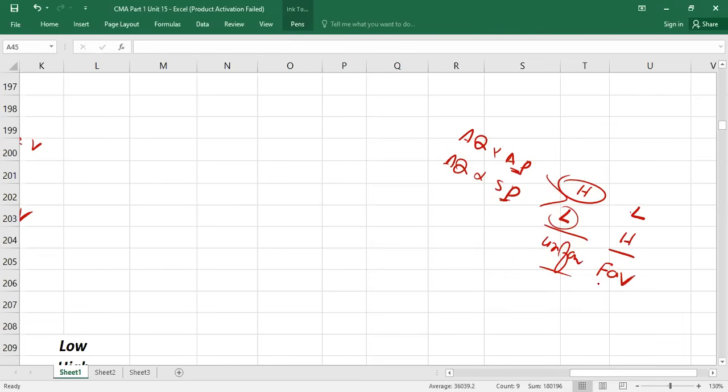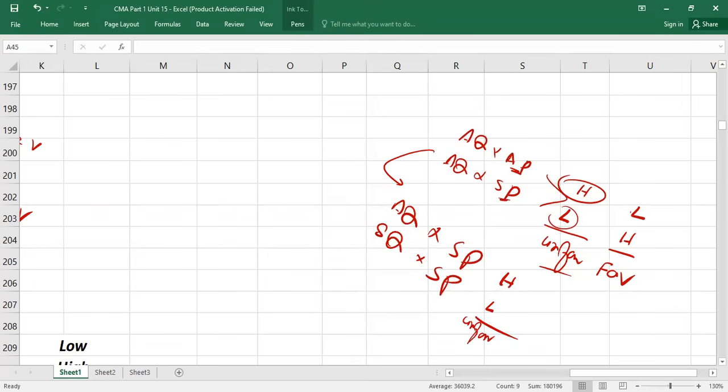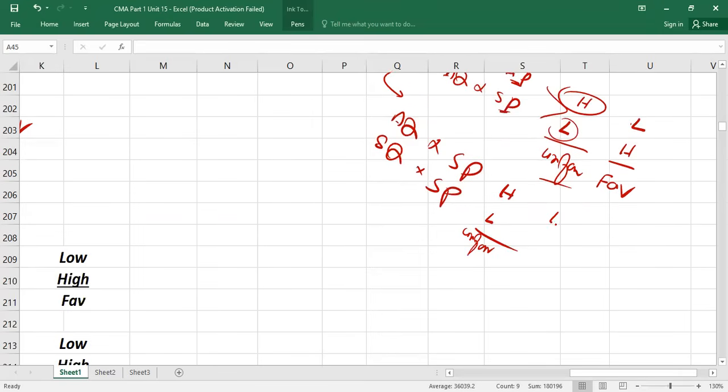Understood? Same here. What was the second line? Actual quantity into standard price. Then what was the third line? Standard quantity into standard price. If I take the difference of these two lines, this is called your quantity variance. Here, if the second line is higher and the third is lower, this is going to be unfavorable. And if the second line is lower and the third is higher, this is going to be favorable. Is that clear? Okay, guys. Now, one more note you have to remember.